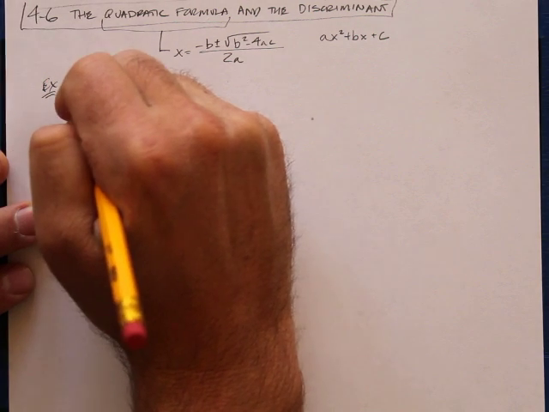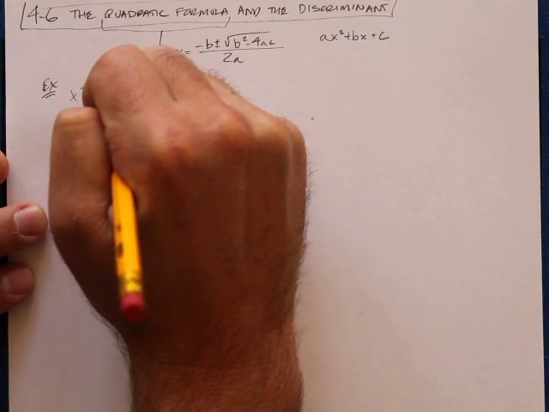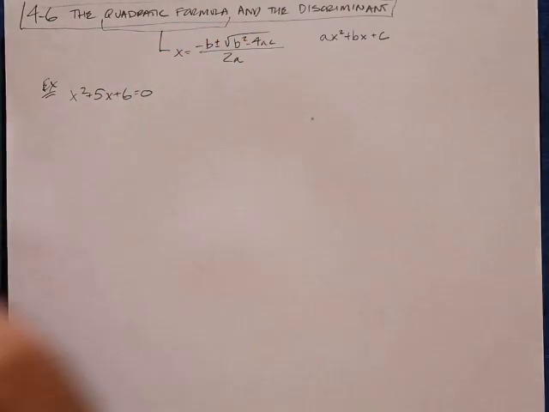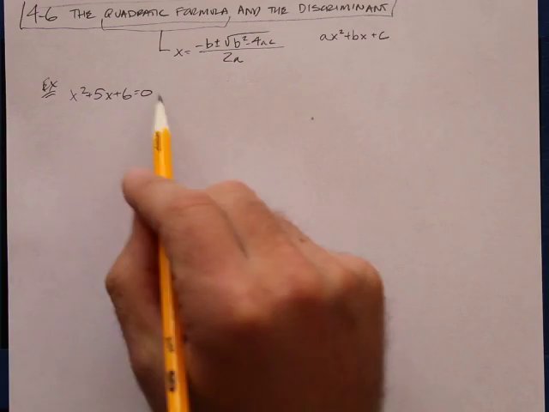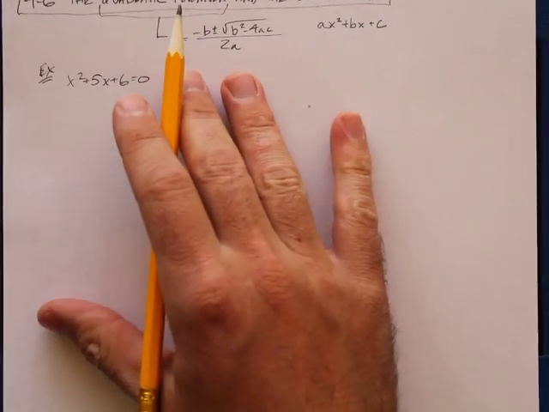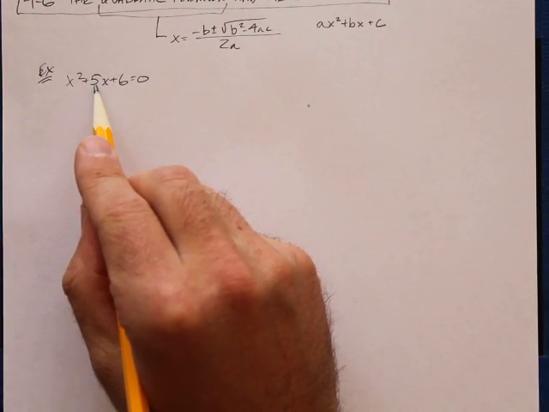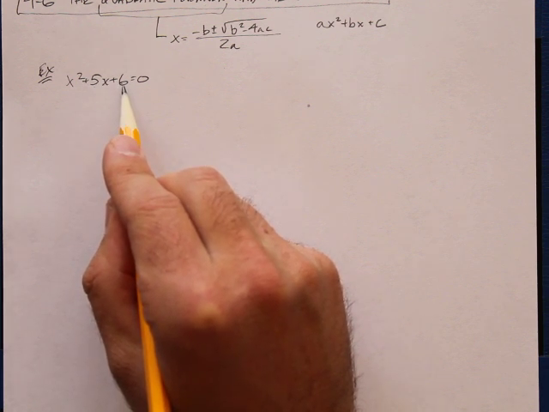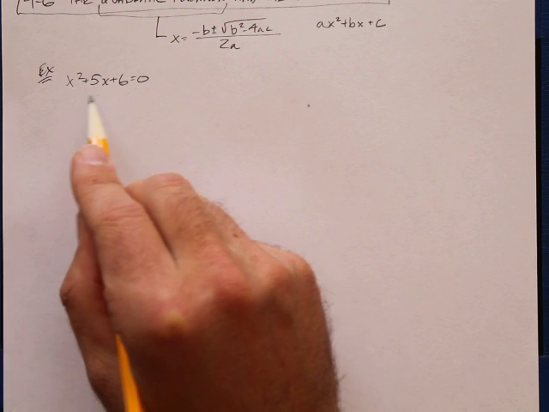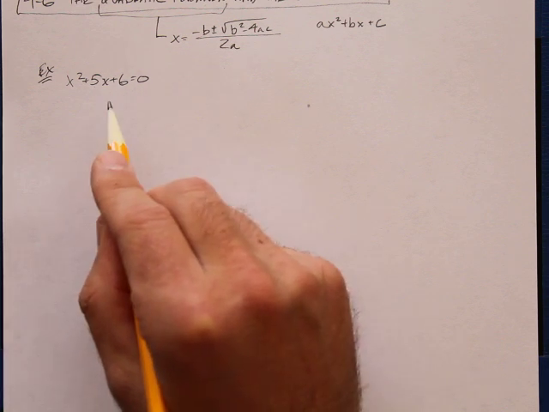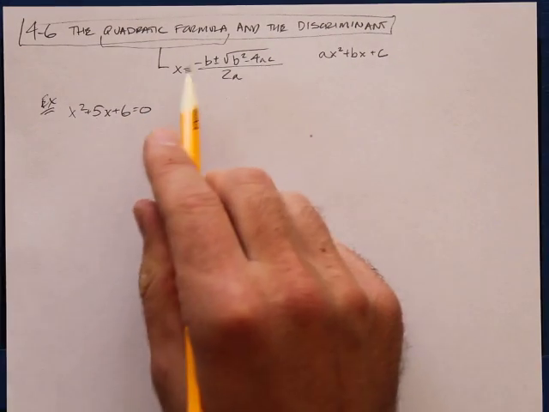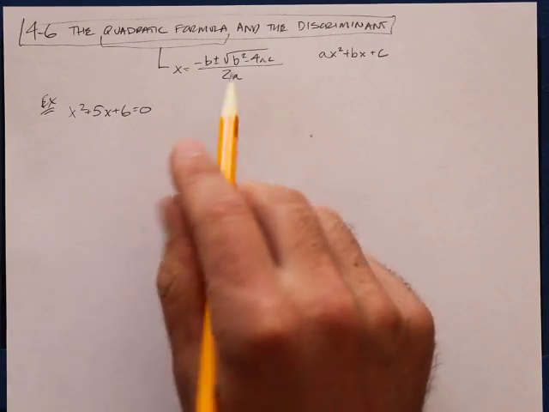I've got x squared plus 5x plus 6 equals 0. Now, let's say I don't know how to factor this. I don't remember how to find two numbers that add together to get 5 and, when I multiply them together, give me 6. I forget that, and I don't know what to do. But somehow I remember how to use this formula here.